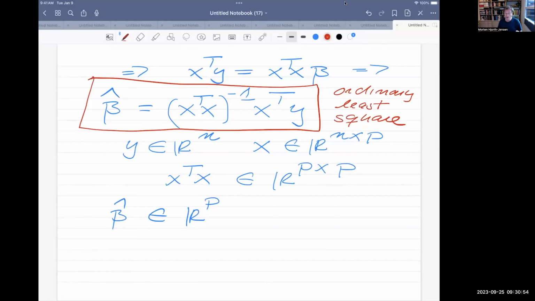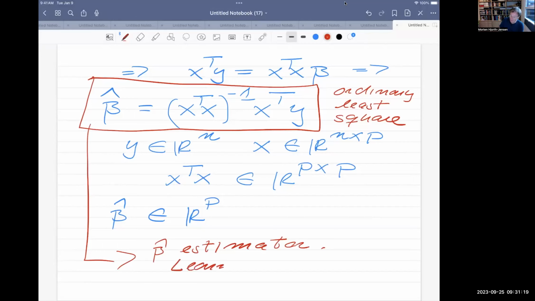So what you see is that we have an analytical expression for the estimator. What you can also say here is that this is where the learning takes place. So beta is called an estimator or optimal parameter. And so the betas are learning through the inversion of that matrix. So this is the algorithm which we are applying.